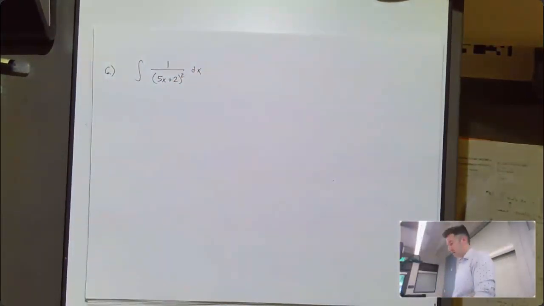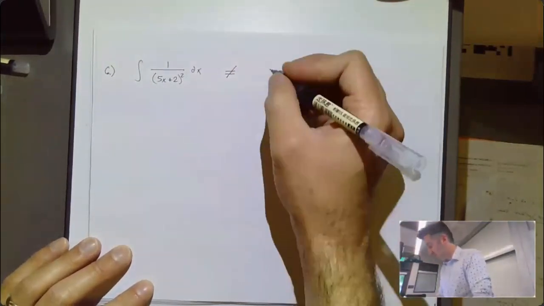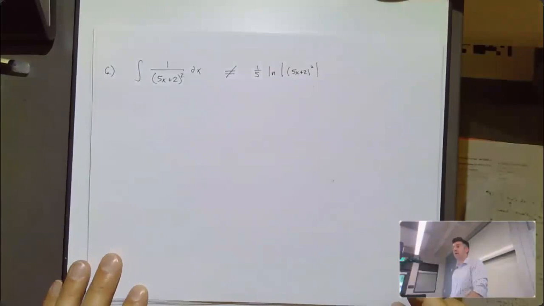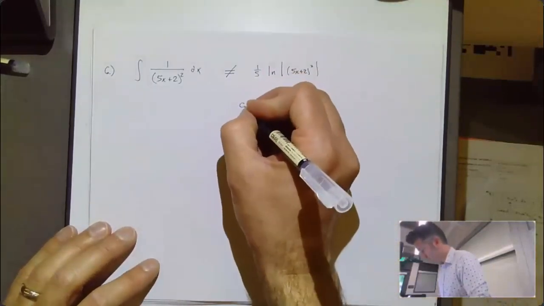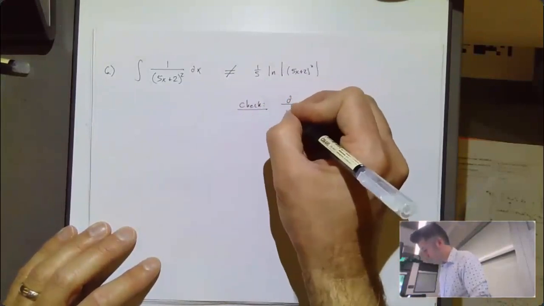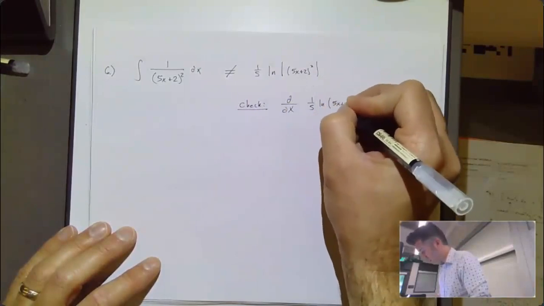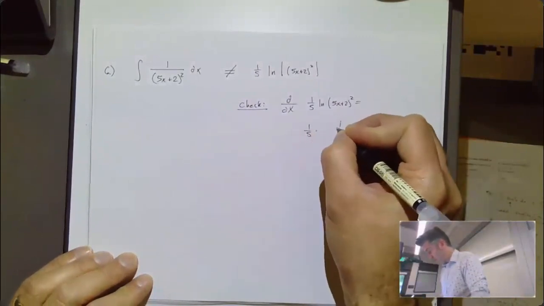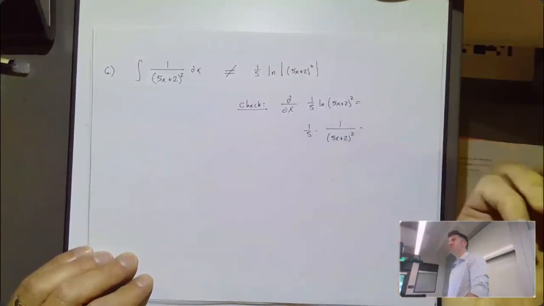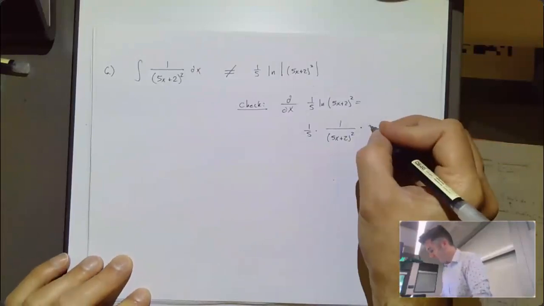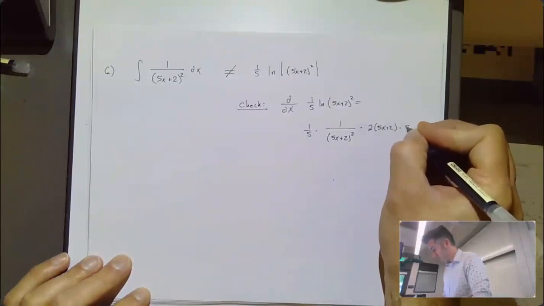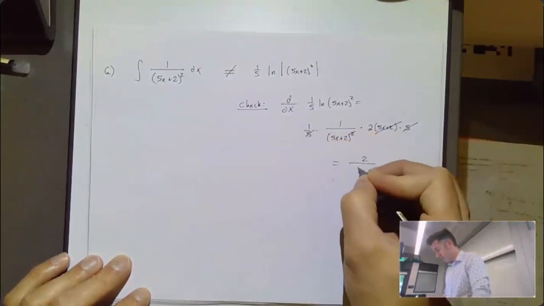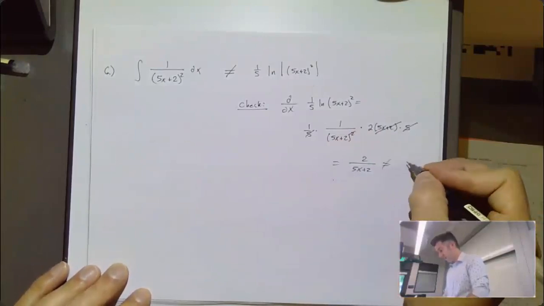What I really want to point out is this is not going to be equal to the natural log of the absolute value of 5x plus 2 squared times 1/5. Definitely not. How do I know? Well, let's check. If we take the derivative of 1/5 natural log of 5x plus 2 squared, with my logarithm rules, it's going to be 1/5 times 1 over the stuff times the derivative of the stuff. And the derivative of 5x plus 2 squared is 2 times 5x plus 2 times 5. One of those 5x plus 2's cancels, and the 5's cancel. And we're left with 2 over 5x plus 2. Definitely not what we need it to be.